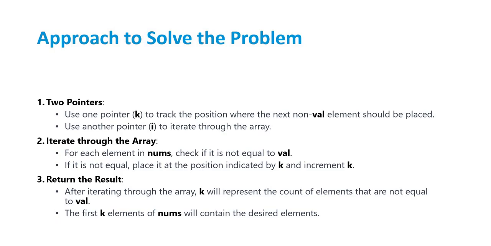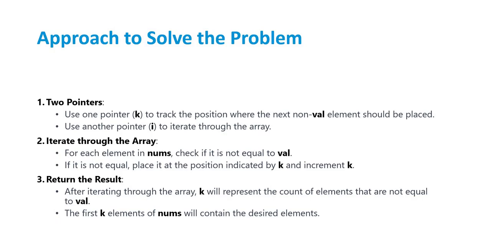Iterate through the array, and for each element, check if it is not equal to val. If it is not equal, place it at the position indicated by k and increment k. Now return the count. After iterating through the array, k will represent the number of elements that are not equal to val. The first k elements of nums will contain the desired elements.